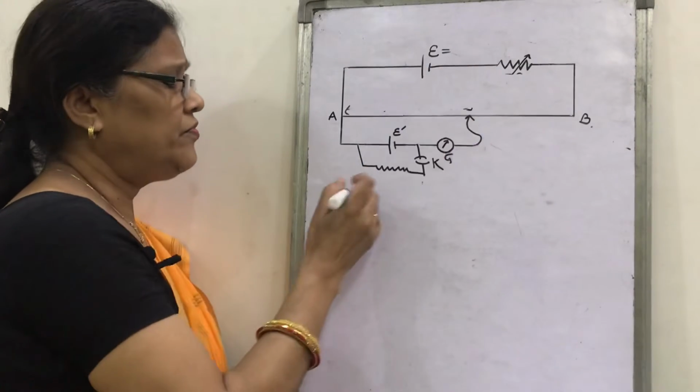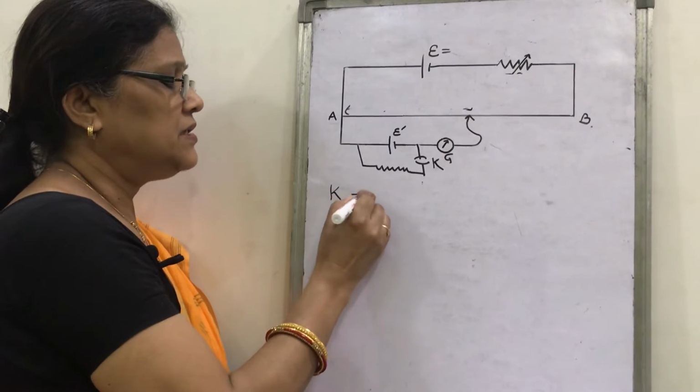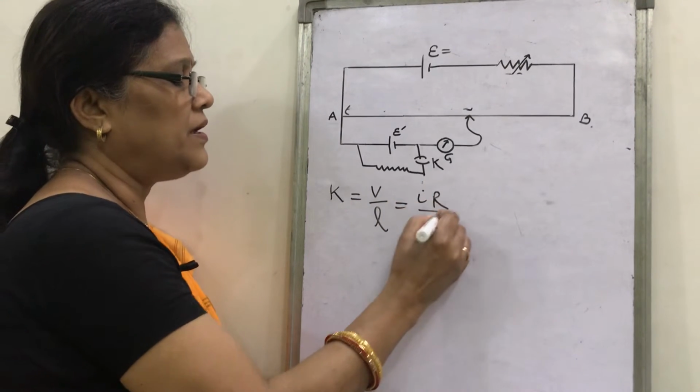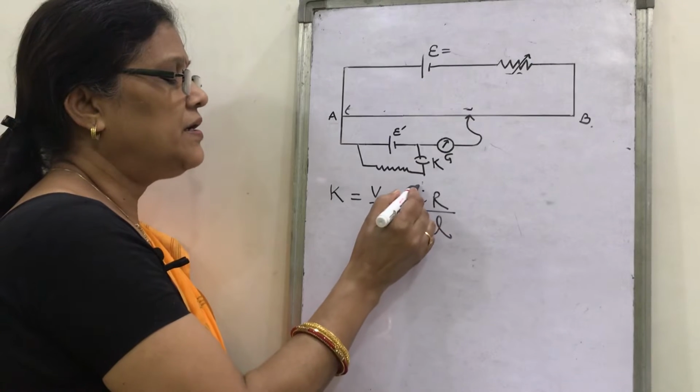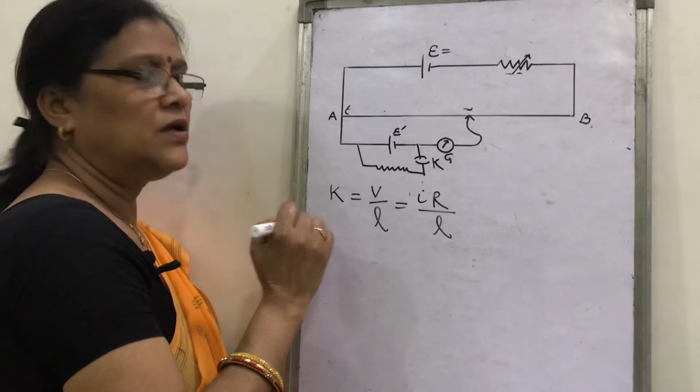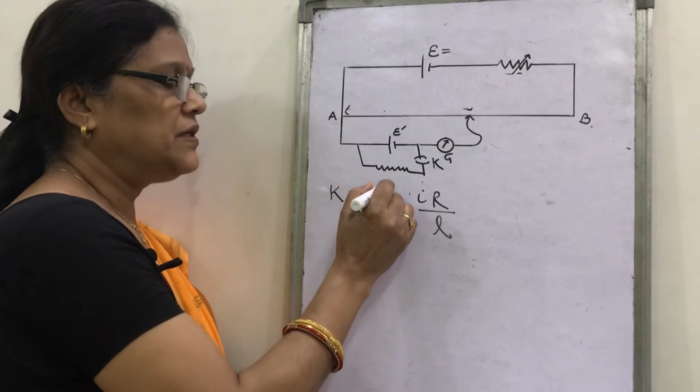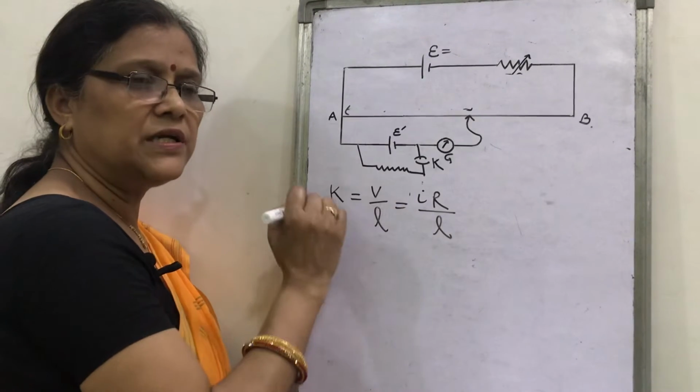You know, potential gradient K is given by V by L and V also IR by L. So if current decreases, then potential difference across the wire also decreases.